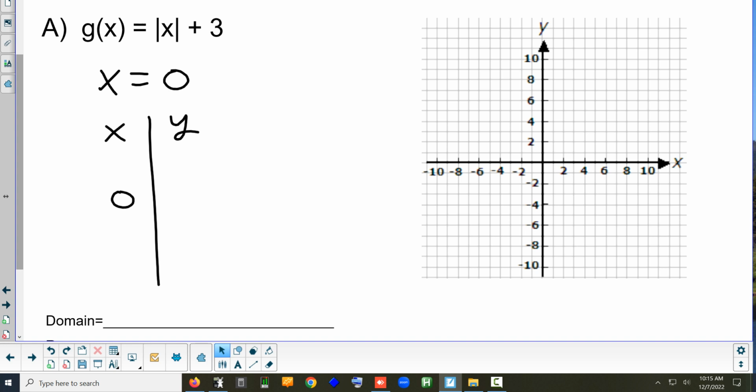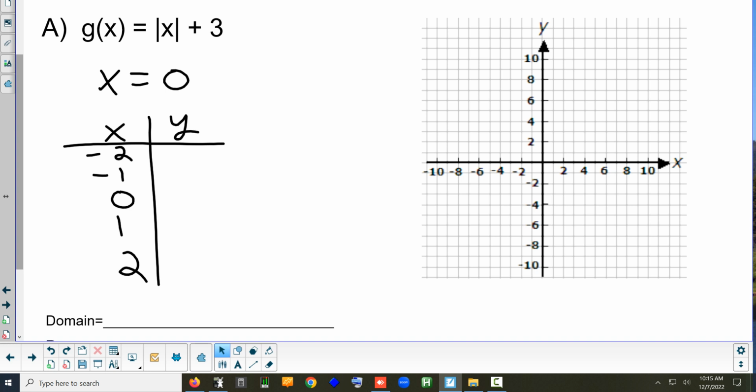What's the next one we're going to use that's smaller? Yep. We're going to do -1. What's the next one we're going to use that's smaller? Yep. -2. Now let's go bigger. Bigger than 0? Yep. 1. And bigger than 1? Yep. 2. So there's your x values. Okay. We got all the x's.